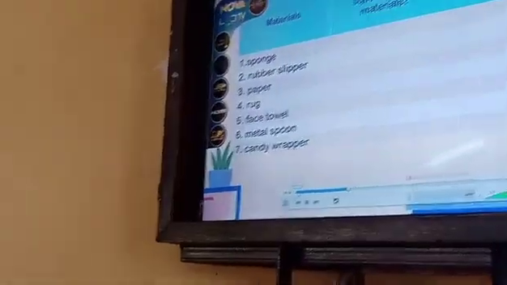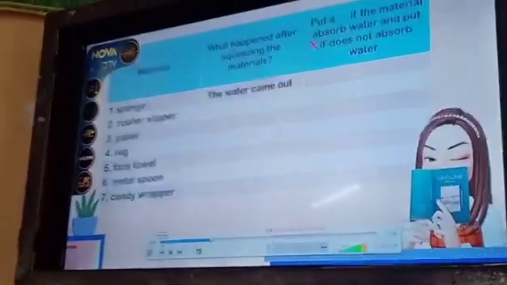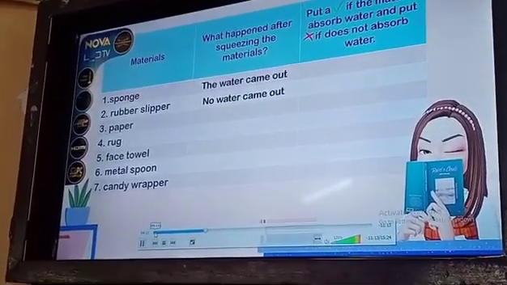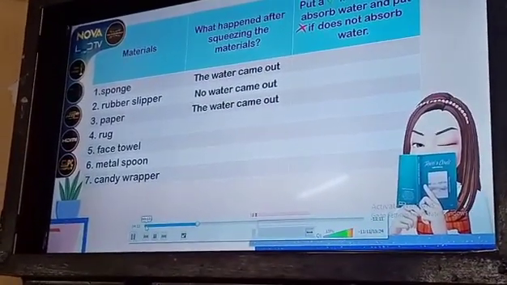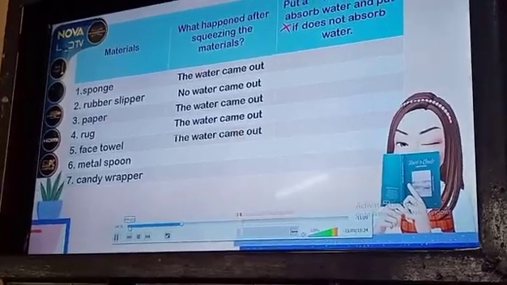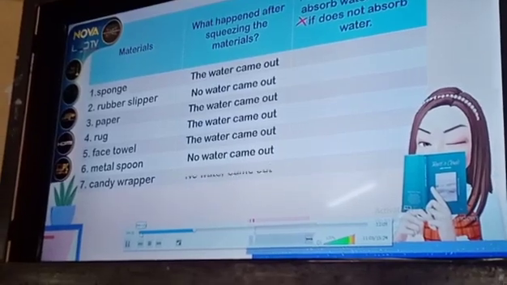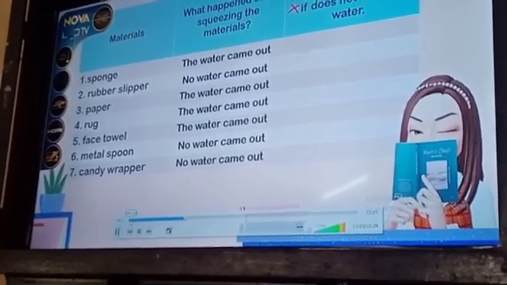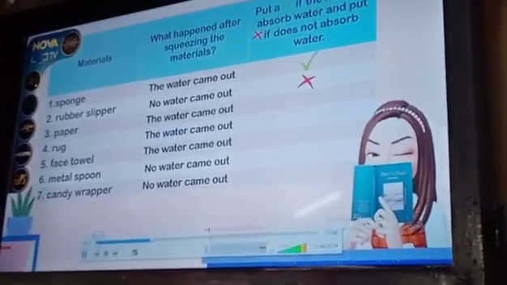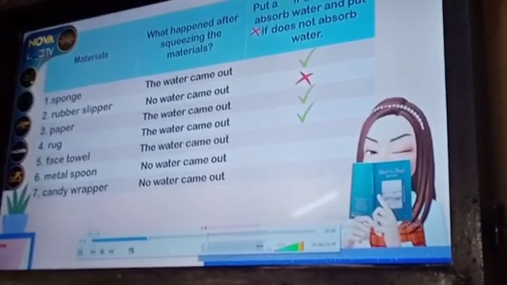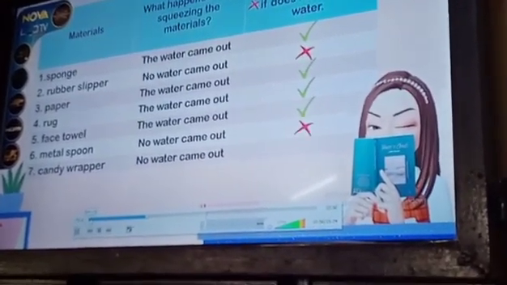So let's check your answers. First, the water came out. Second, no water came out. Third and fourth, the water came out. And number 5, water came out. 6 and 7, no water came out. Then for the third column, number 1 is check. 2 is x. 3, 4, and 5, check. 6 x and 7 x.